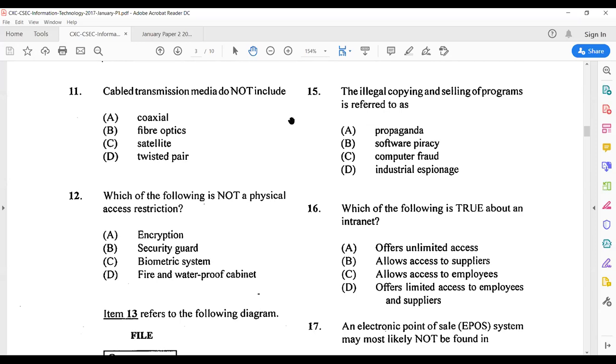The illegal copying and selling of programs is referred to as... We have propaganda, software piracy, fraud, and industrial espionage. Yes, sir. Software piracy. Right, so the answer is B, right? Software piracy is just that, right? Copying and selling programs or software without the permission of the owner or author of it.